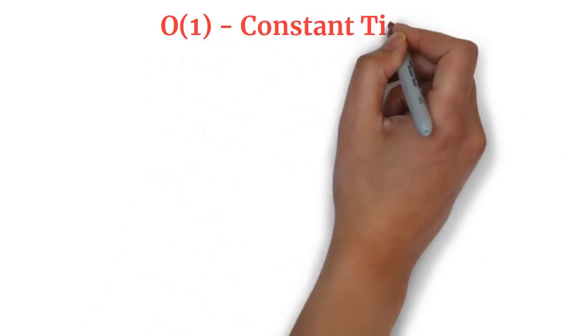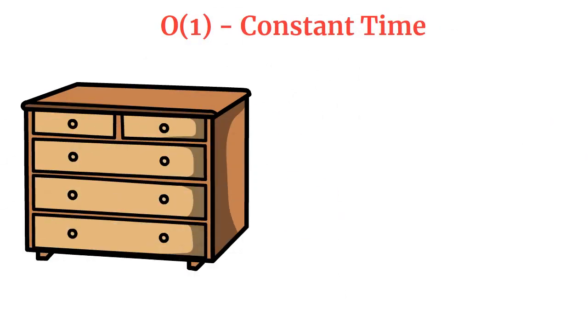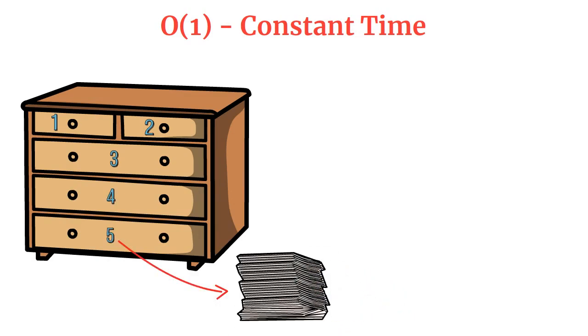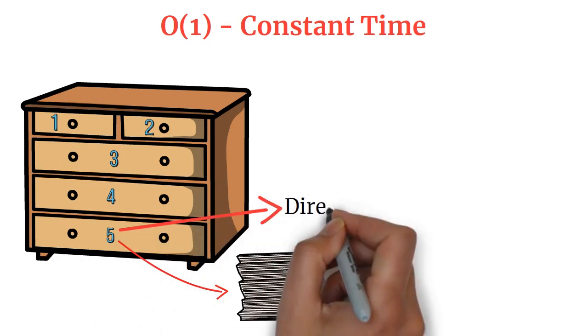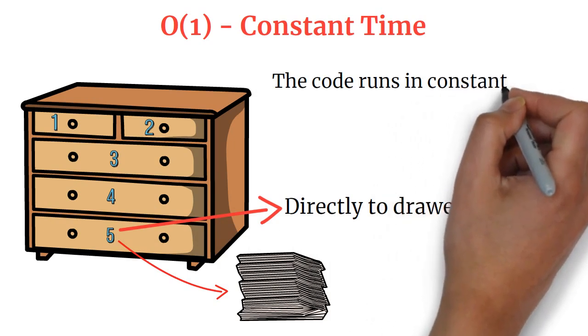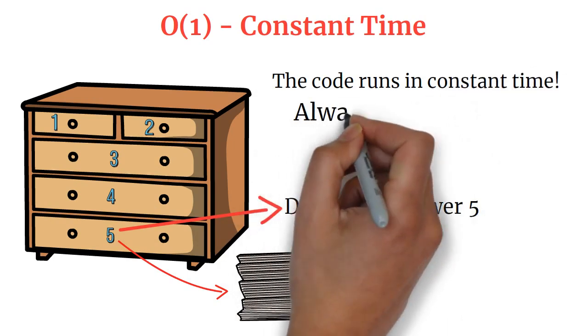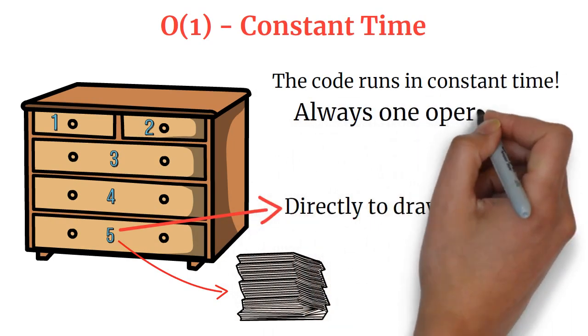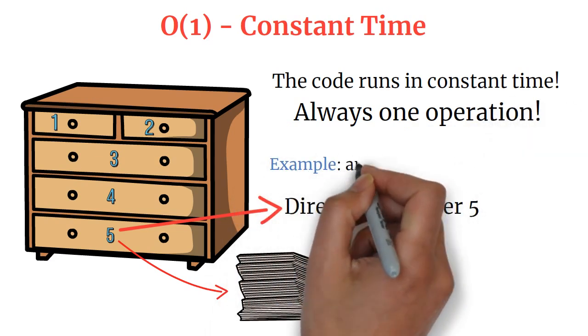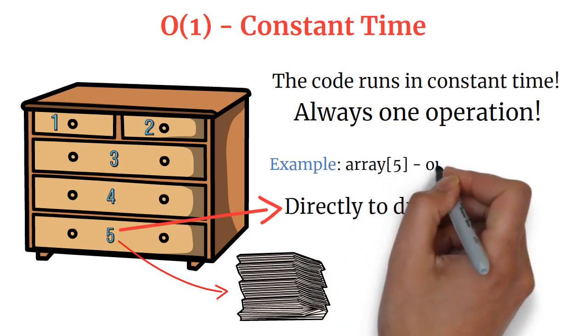Imagine a filing cabinet with numbered drawers. You want the paper in drawer 5. Do you open every drawer? No, you go directly to drawer 5. One action, regardless of how many drawers exist. This is O(1). The code runs in constant time. Whether you have 10 items or 10 million, it's always one operation. An example being an array of 5.